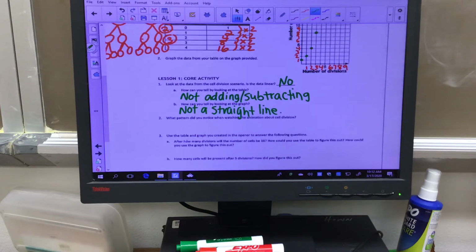What patterns did we notice when watching the animation? Well, the pattern is the cell divides into 2. After how many divisions will the number of cells be 16? Well, that's easy. On my table, I'm going to look at 16. Next to 16 is 4. And that's because we're going to look where y is 16.